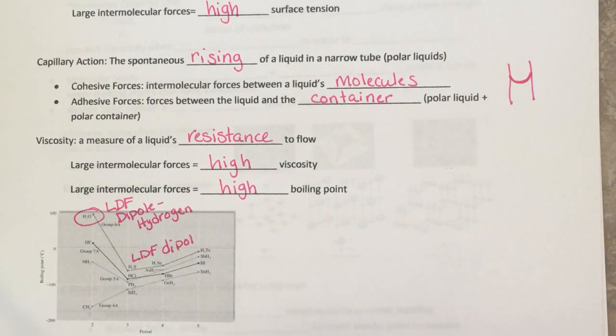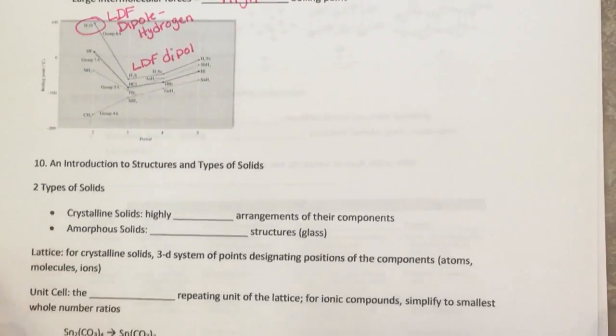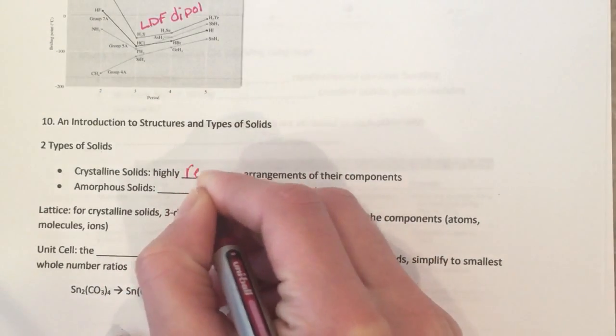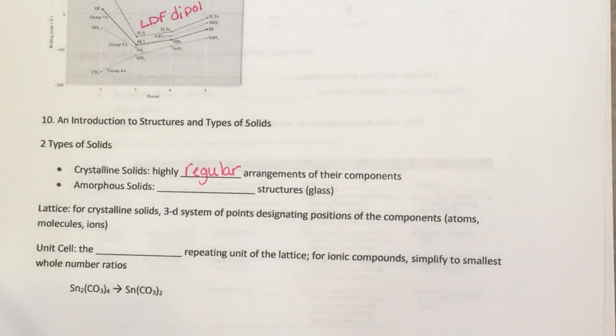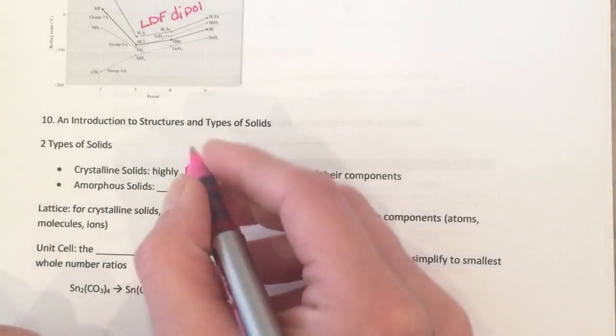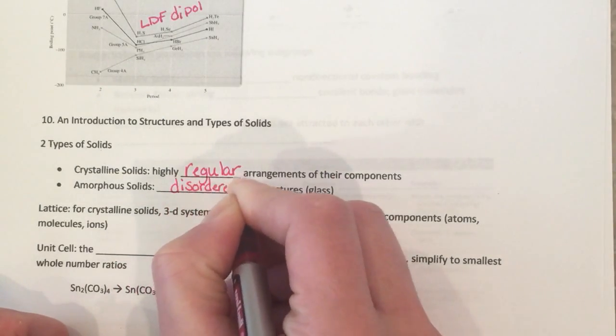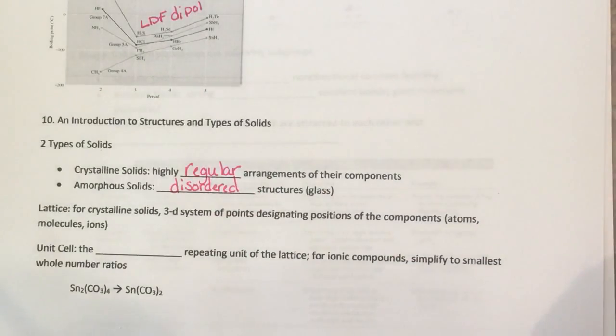When we talk about solids, we're going to have two big categories of solids. We can have crystalline solids, which are going to have regular arrangements of atoms or molecules, and amorphous solids, which are going to have disordered arrangements of atoms or molecules.